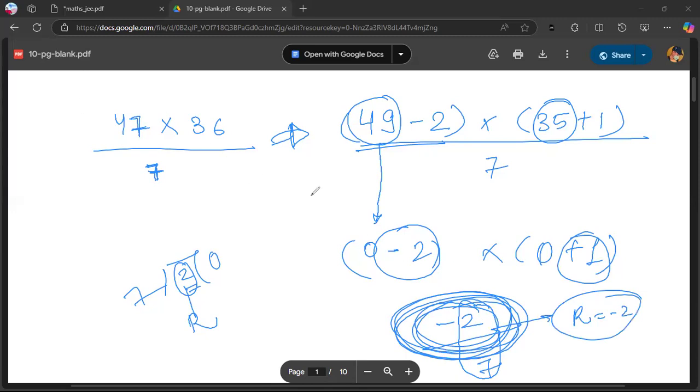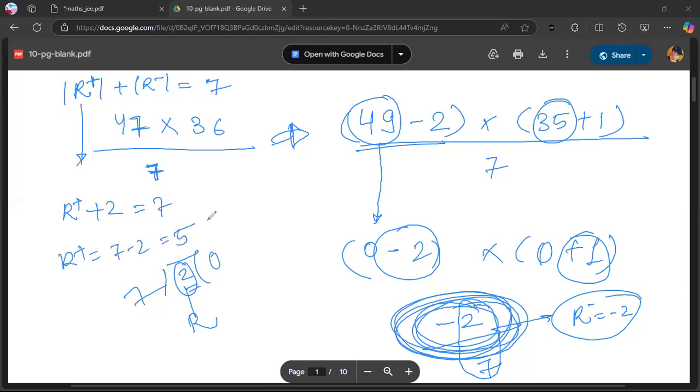Whenever we need to find the remainder, we need to find it in positive terms. So for finding the positive remainder, we know it will be equal to what? The divisor, right? What is the divisor here? 7. Good. The negative one is minus 2; modulus of that plus the positive remainder equals 7. Now what is the positive remainder? 5. Yes, very good. That's how we find it.